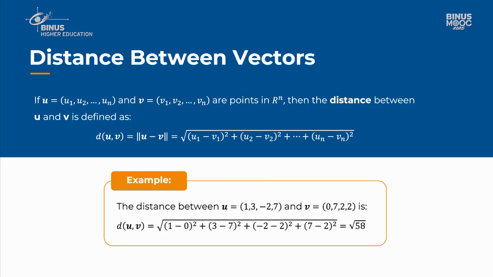For example, if we have the distance between u equals (1, 3, -2, 7) and v equals (0, 7, 2, 2), d(u,v) equals the square root of, we subtract all the corresponding components. So we have (1 minus 0) squared plus (3 minus 7) squared plus (-2 minus 2) squared plus (7 minus 2) squared. So the result is the square root of 58.